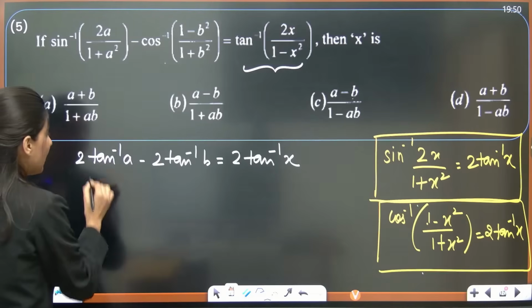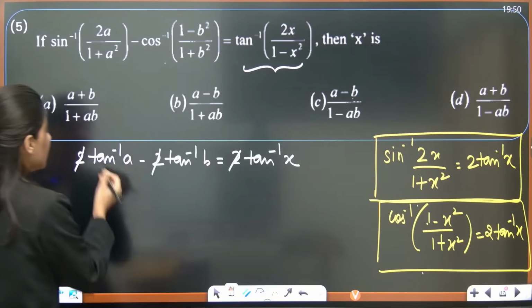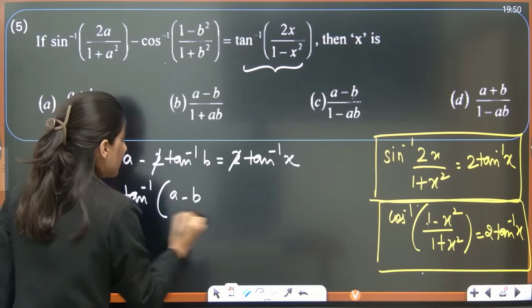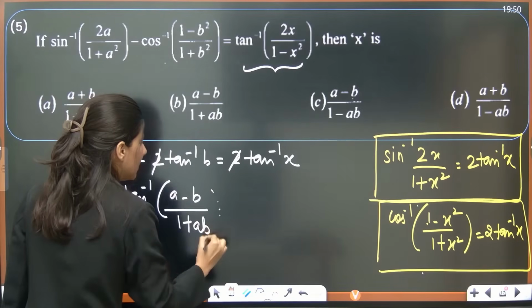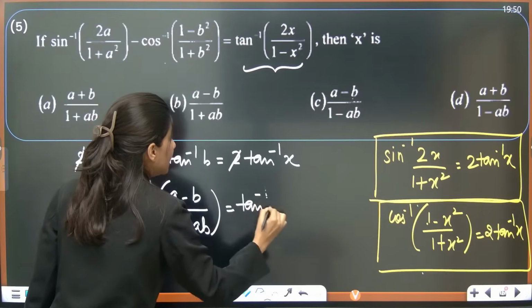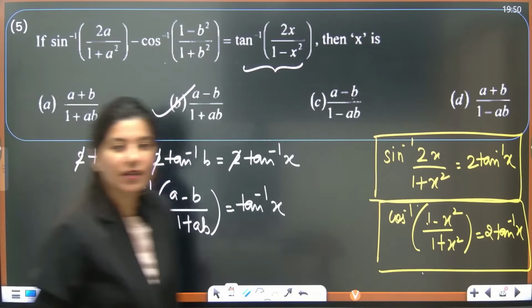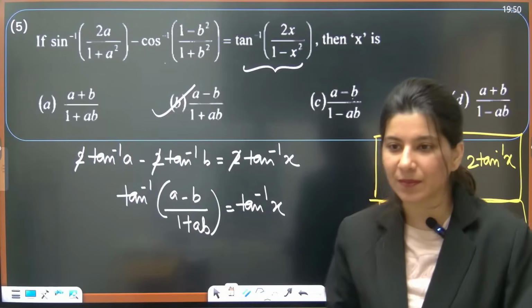Alright, now if I see the 2 getting cancelled out, so tan inverse A minus tan inverse B, direct formula: tan inverse of A minus B whole upon 1 plus AB is equals to tan inverse X. Now can you tell me what is the value of X? Option B, clear cut, is the correct answer of this question.